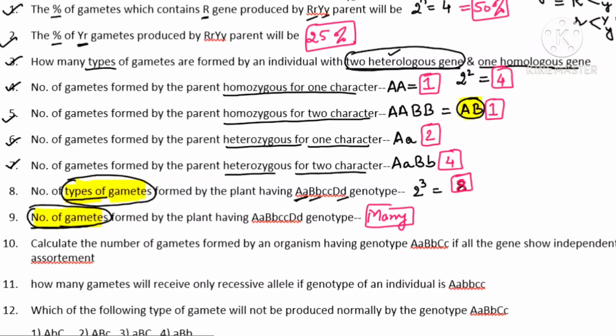Now see the next question. Number of gametes formed if this is the genotype. Is it clear? Again, the question is given number of gametes formed. Calculate the number of gametes only. They are not asking you types of gametes. They are asking again number of gametes. So again, your answer will go many. Is it clear? It will go many.